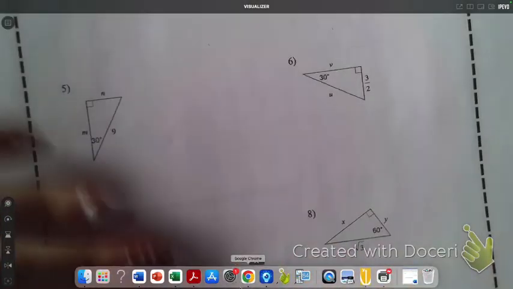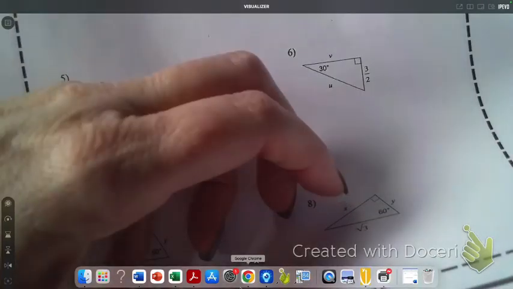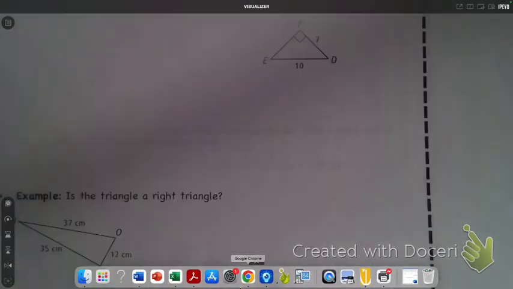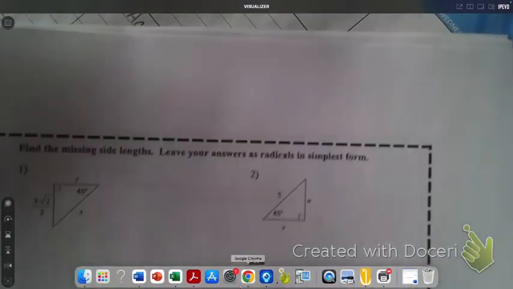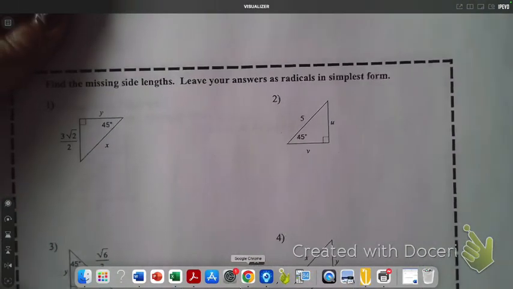Okay, so let's do some more. We got a whole other page of notes in there, right? Just one? Look, there's no more. Okay, so first thing we're going to do is label them. I want to label every single one first.